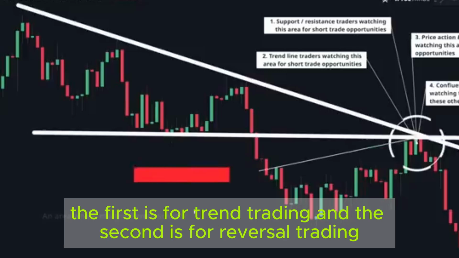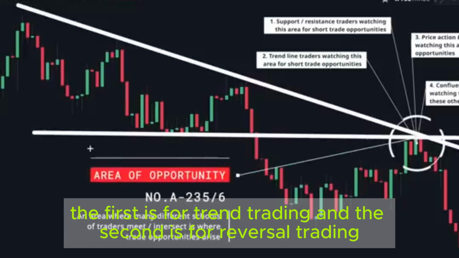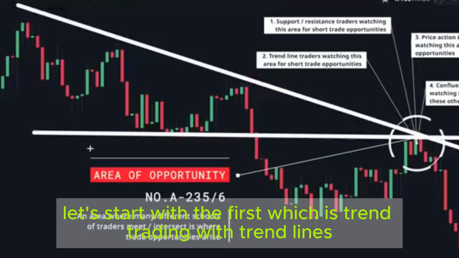So, we use trend lines in combination with price action in 2 key ways. The first is for trend trading, and the second is for reversal trading. Let's start with the first, which is trend trading with trend lines.